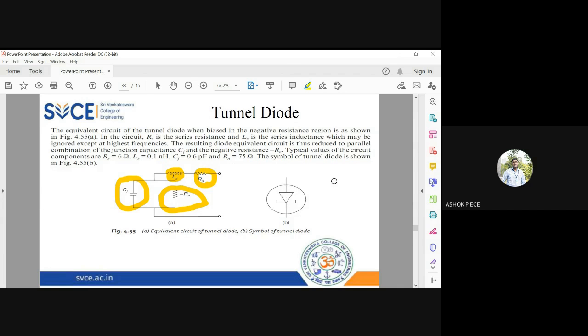Symbol for the tunnel diode: in the normal diode symbol, we put a T. This T says it is a tunnel diode. So this is the symbol for the tunnel diode. You can encircle this to use it like our normal diodes. For normal diodes, you put a triangle and a line. When you extend the line to form a T on both sides, it becomes a tunnel diode. That's all. Remember it like that.